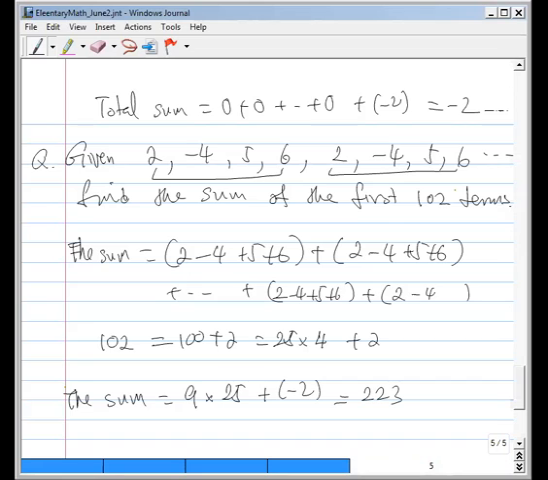Okay, 223. So the idea is that you have a long sequence of numbers. You want to add them together, but you notice that there are repeating blocks. Each block you can add the same, so you add all the numbers in a block together first, and you get the same number from each block.